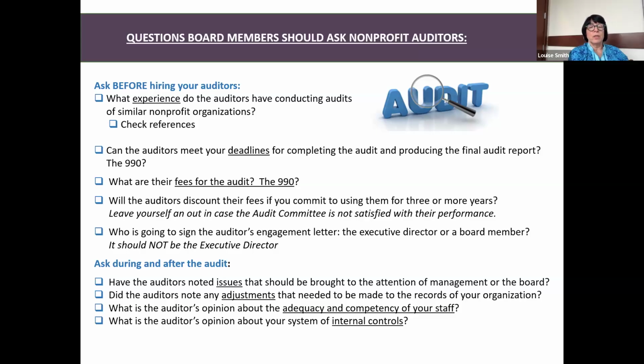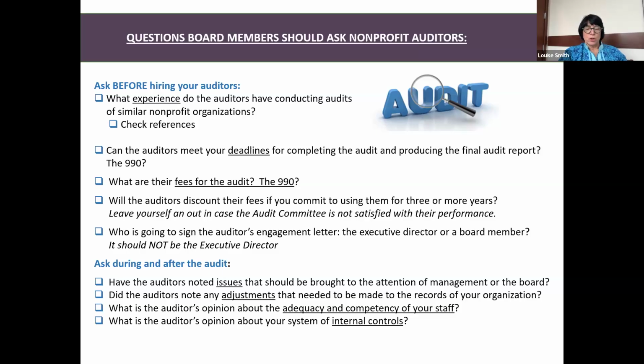So if the auditors come in at the end of the year and have to change a lot of things, that's a problem. That's a red flag. You've got the wrong people doing your financial work. And you'd want to improve the competency of that staff. Okay. And they will talk about internal controls as well. If they see that you don't have sufficient internal controls, they'll let you know if they think there's things that you can improve.